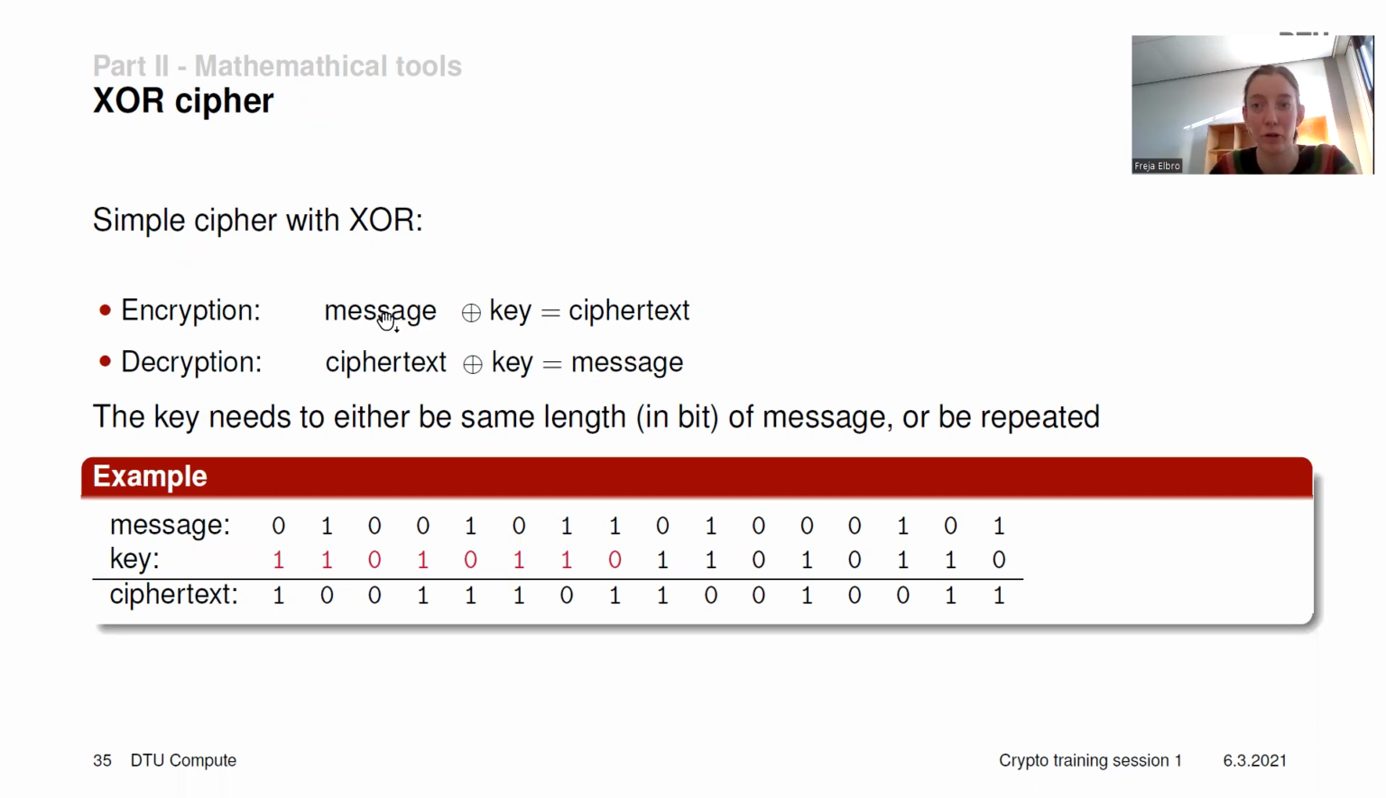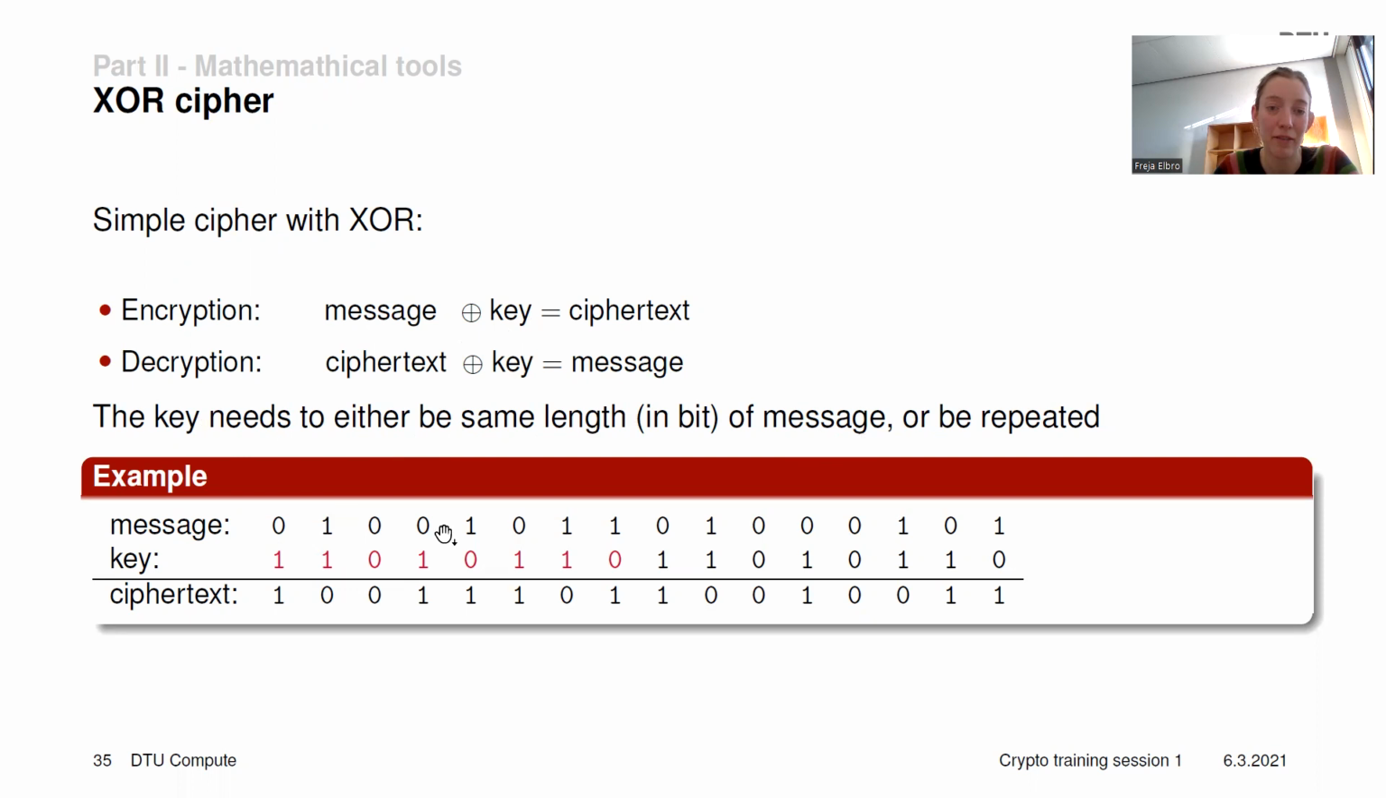Because then what you've basically done is you've taken the message and you've XORed with the key, and that gives you the ciphertext. And then if you XOR with the key again, then the 2 keys cancel out and you just get back to the message. So here, encryption and decryption are actually the same function. The key needs to be the same length as the message, or it can be repeated.